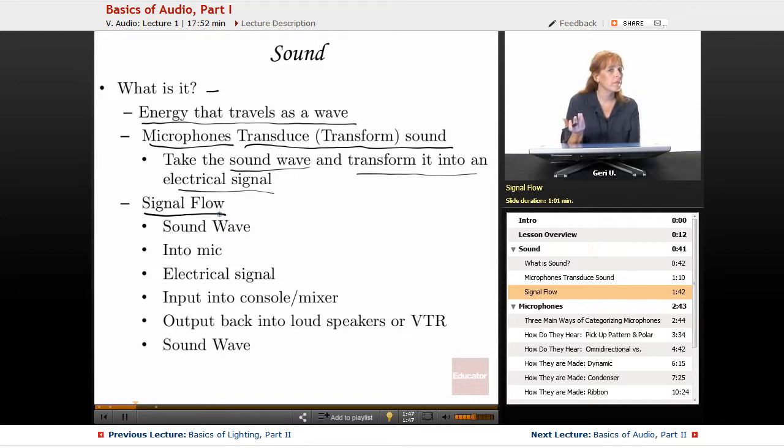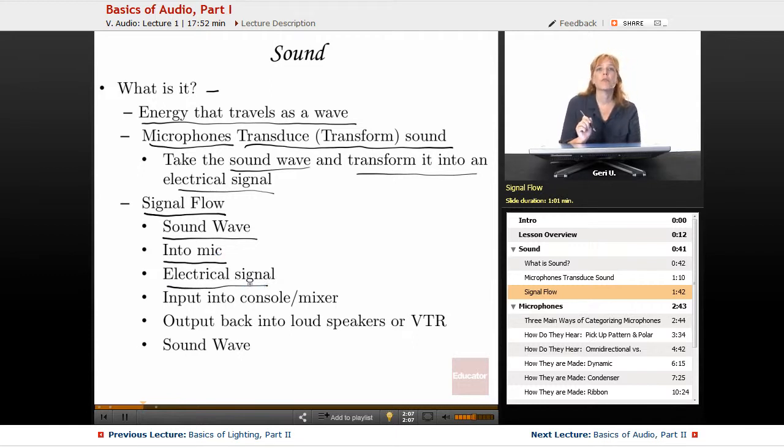This process by which the energy transforms with audio, we're going to refer to as signal flow. So first we have a sound wave that's traveling around in our homes, our rooms, our spaces outside. That sound wave is picked up and it goes into the mic. It's absorbed by the mic. Inside that microphone, it transforms that energy into an electrical signal.